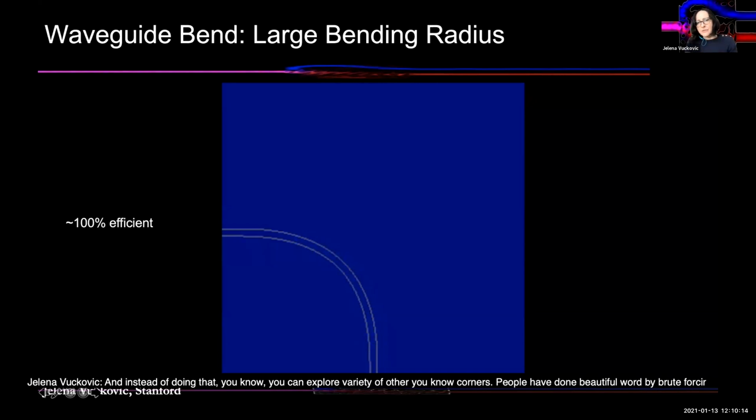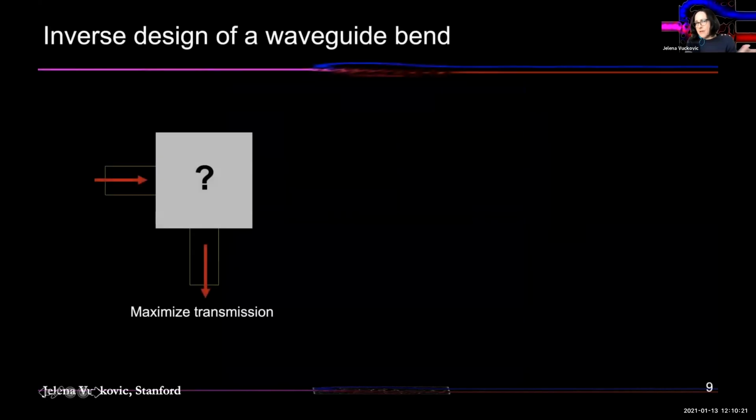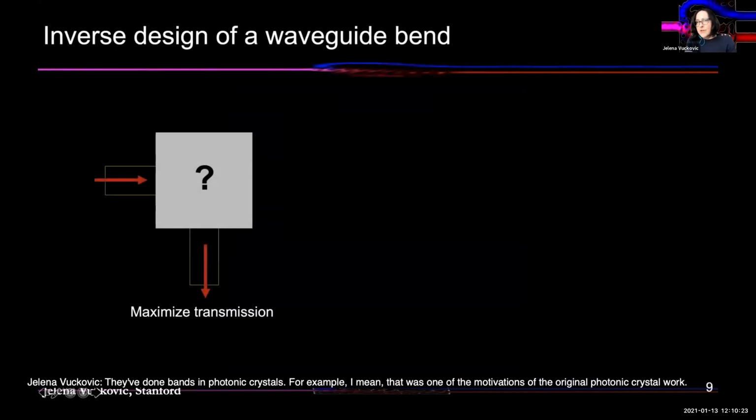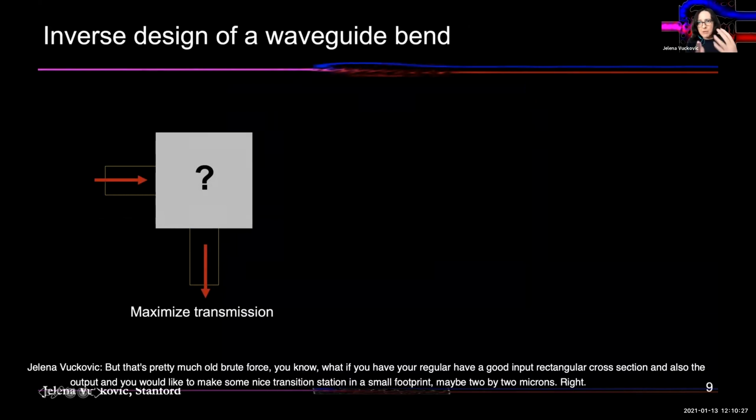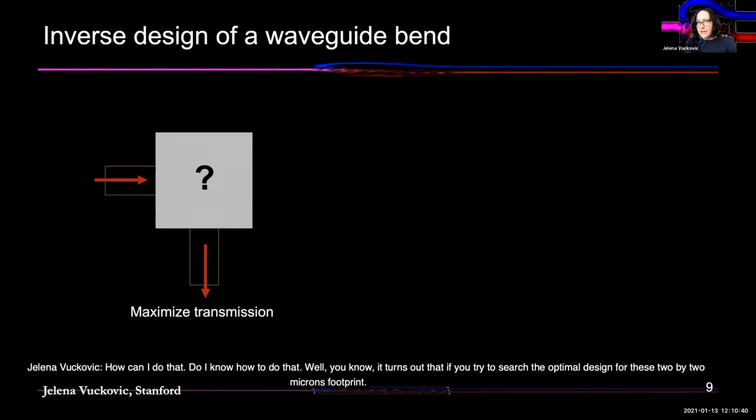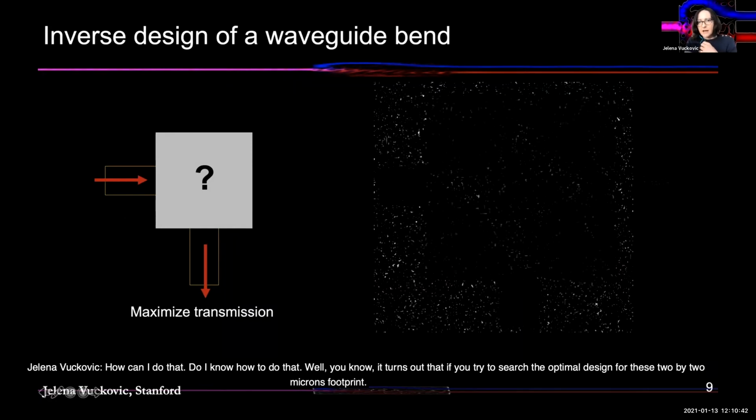And instead of doing that, you can explore a variety of other corners. People have done beautiful work by brute-forcing waveguide bends in photonic crystals, for example. That was one of the motivations of the original photonic crystal work, but that's pretty much all brute force. What if you have your regular waveguide at the input, with a rectangular cross section, and also at the output, and you would like to maximize transmission in a small footprint, maybe 2 by 2 microns? How can I do that? Do I know how to do that?